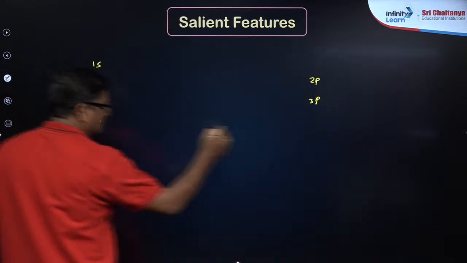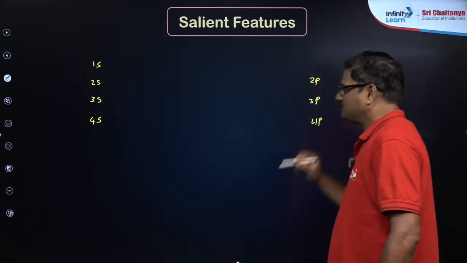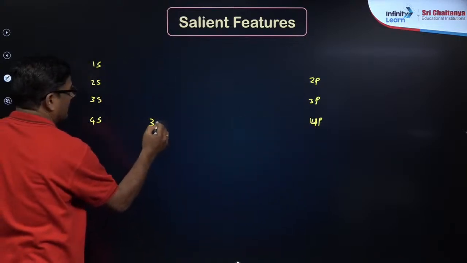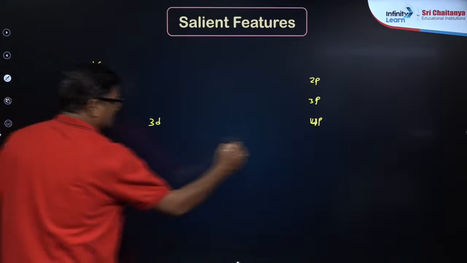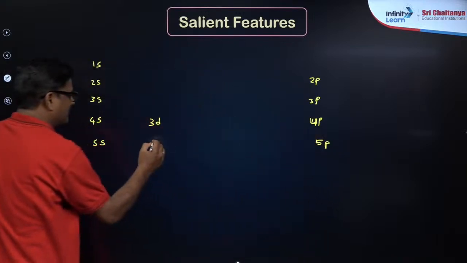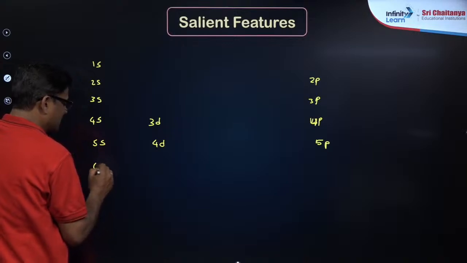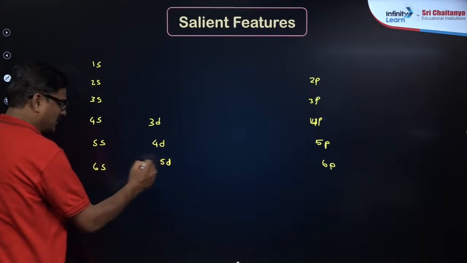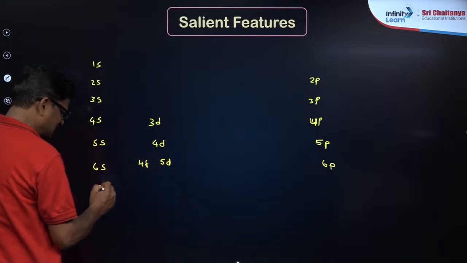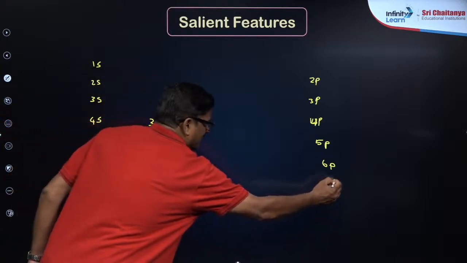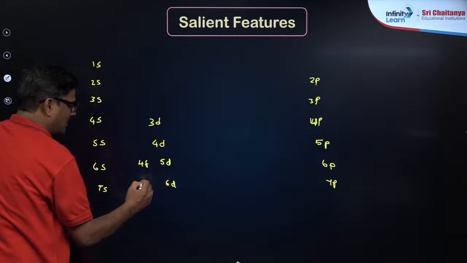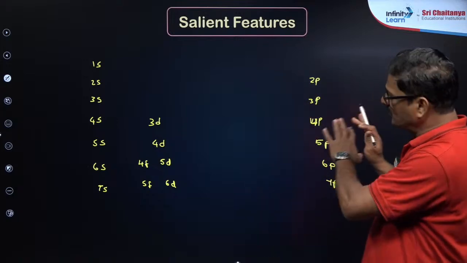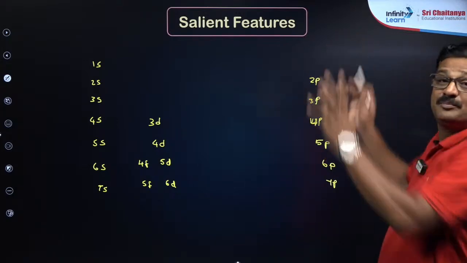4s, 4p, and in between comes the 3d orbital, and 5s orbital, 5p orbital, in between 4d comes, 6s, 6p, in between 5d, and between 6s and 5d comes 4f, then 7s, 7p, 6d and 5f. This is the arrangement of the electrons. If you know this, you can design the periodic table.